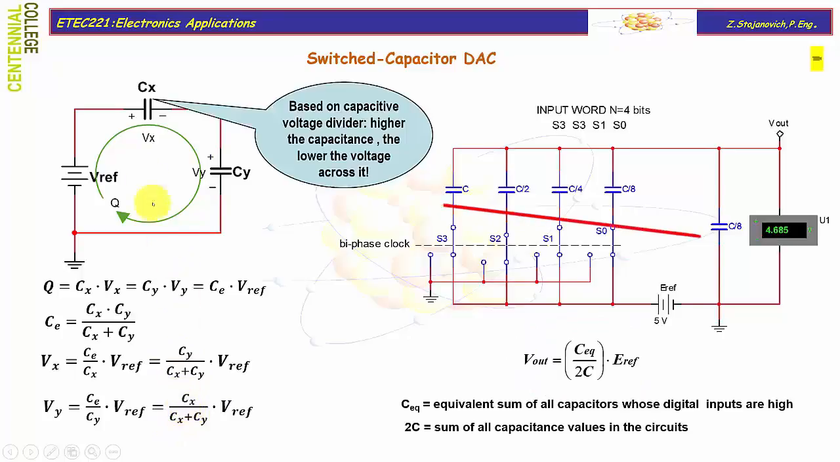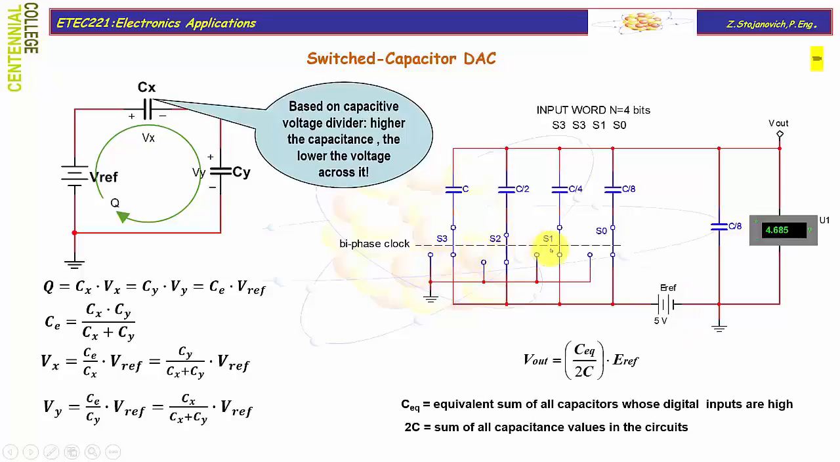Applying this expression for Vx and Vy, you can calculate the output voltage, which is the voltage across all capacitors connected to ground. In the equivalent case, it will be Cy. So the output voltage will be the total equivalent capacitance of all capacitors which are switched on, divided by the sum of total capacitance in the circuit, which is always 2C. If you sum them, C, C half, C quarter, C eighth plus C eighth, you will get 2C. Multiply by the total applied voltage, which is EREF.